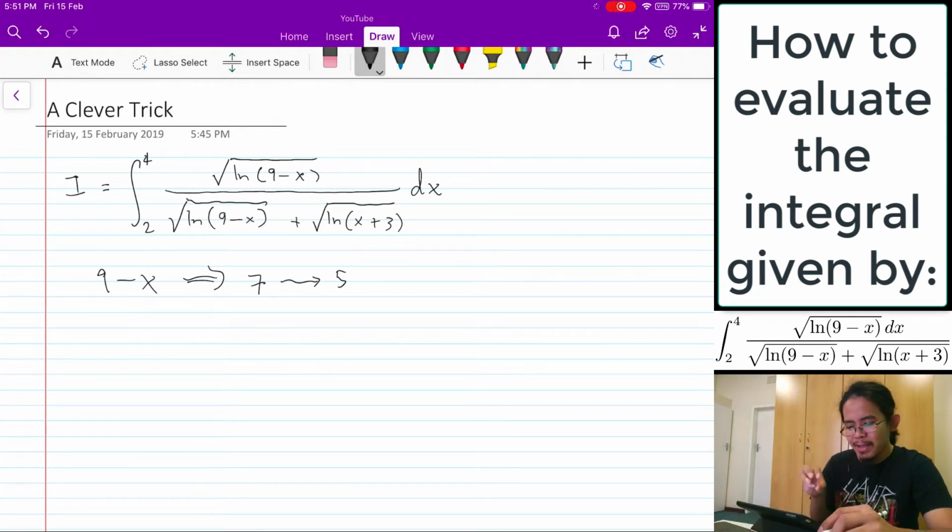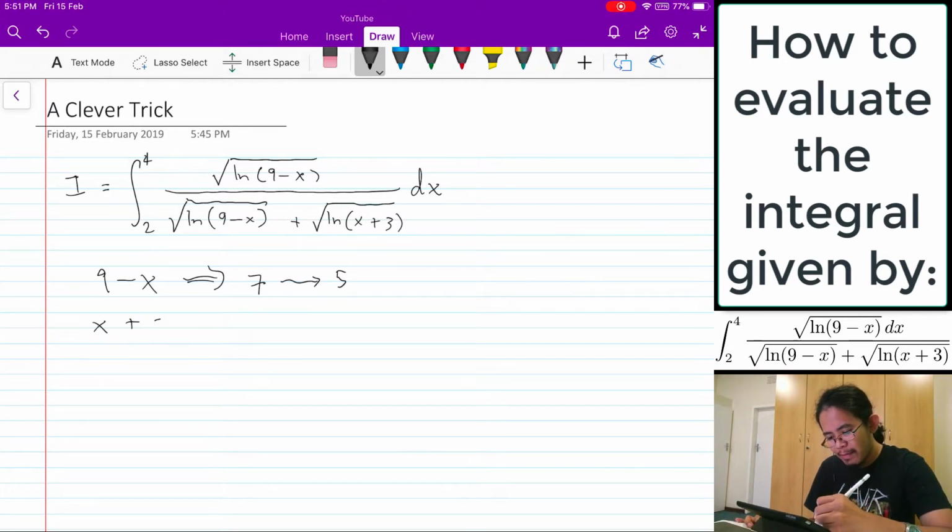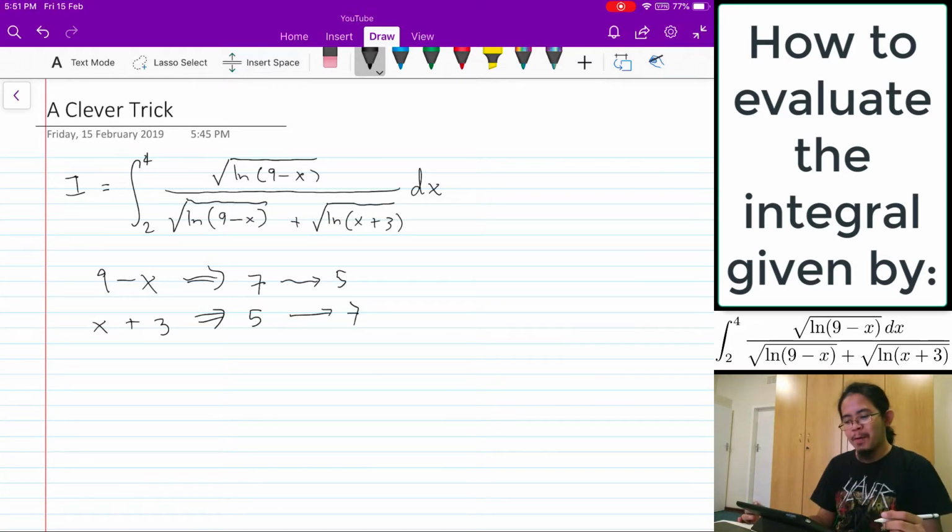On the other hand, the other expression that you see here, you have in the denominator 9 minus x, the other one is x plus 3, okay? And so x plus 3, if you go through the limits from 2 to 4, goes from a value of 5, and then going to 4, it goes to a value of 7, okay? So the property of this expression is 9 minus x as it goes from 2 to 4, and then x plus 3 as it goes from 2 to 4, it kind of reverses, okay?